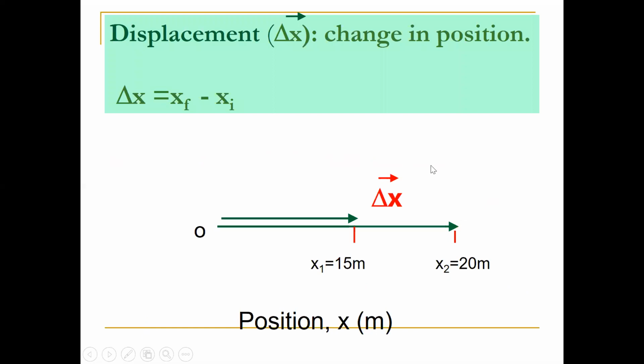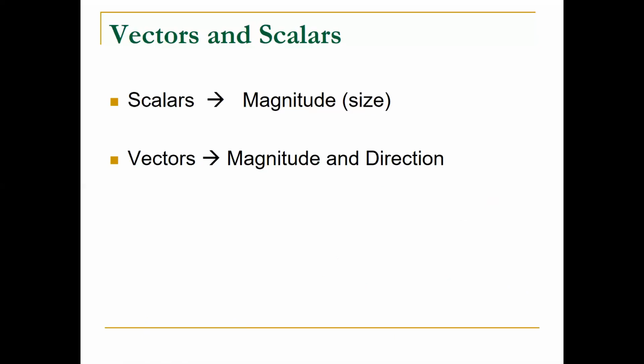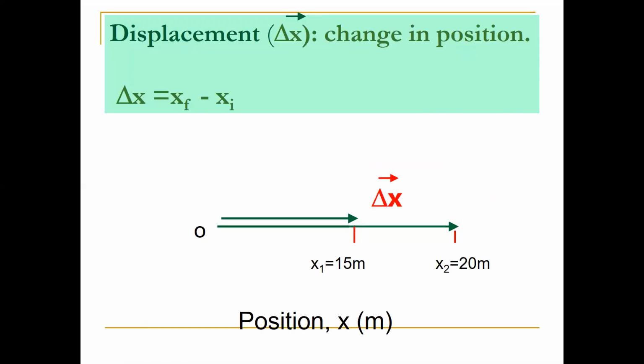So let's look at that. This is the first vector we're going to talk about. I believe, yeah. So right here, we have displacement. I want you to notice a few things here. It is described as the change in position, and it is represented as a delta x with an arrow over it. Now, the arrow here is representative of the fact that that is a vector. So you have a vector there.